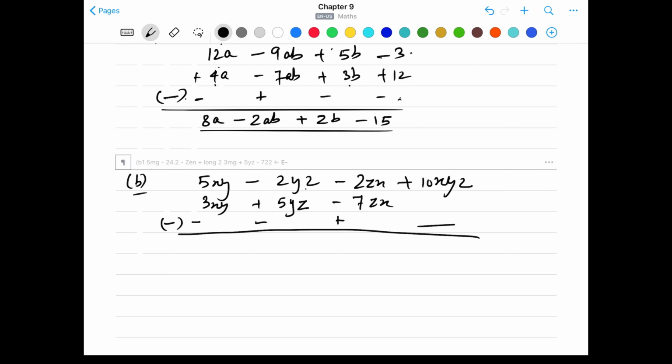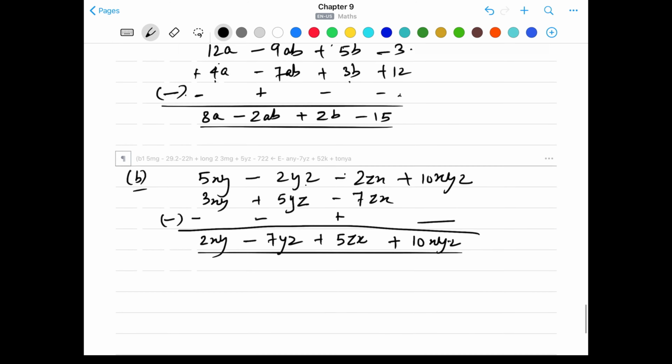Let's draw this line. Okay, now this plus 5 and minus 3 will give us plus 2xy. Okay, this minus 2yz and minus 5yz, minus minus will become plus, so we'll get minus 7yz. Okay, this minus 2 and plus 7 will give us plus 5zx, and this term will be written as it is, plus 10xyz. So that's the answer for this one.